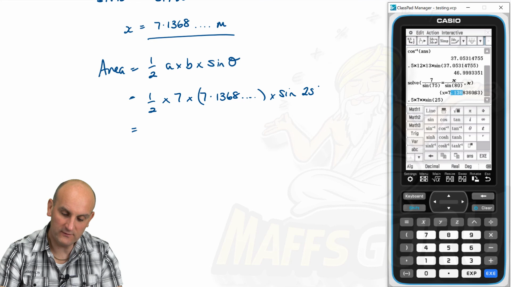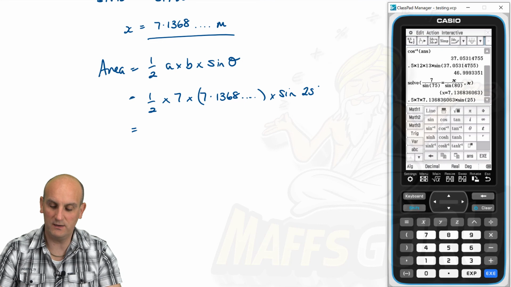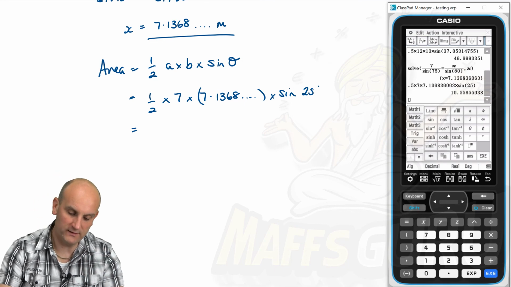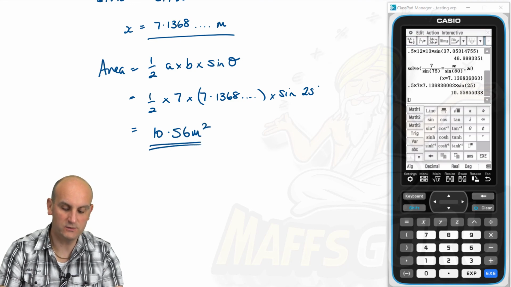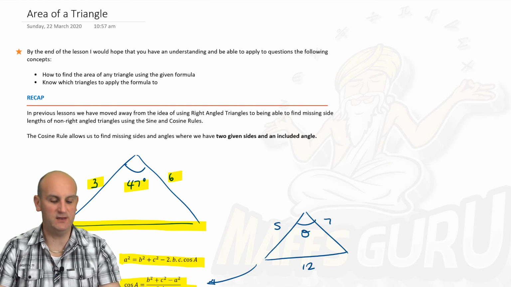So what I actually have to do is highlight the value that they gave me, or most of it, and drag it into place and use that one there. And there's a 3 on the end, I may as well put it in. And now when I hit enter, I get my right answer, which to 2 decimal places will be 10.56 meters squared. And there we go, ladies and gentlemen, that is the end of this video on area of a triangle.